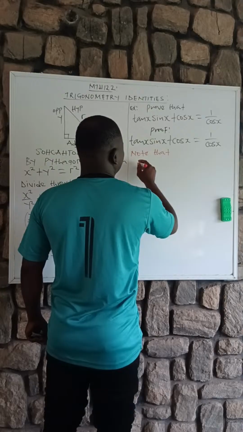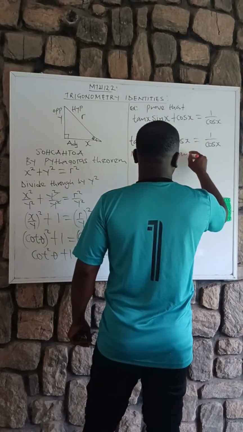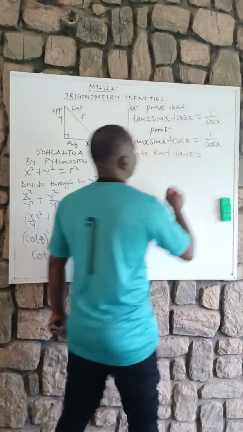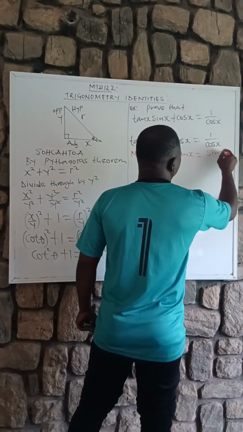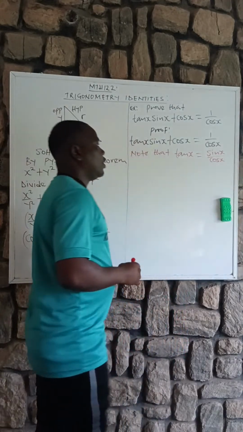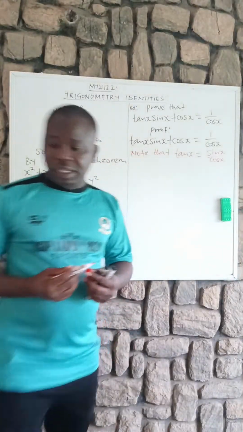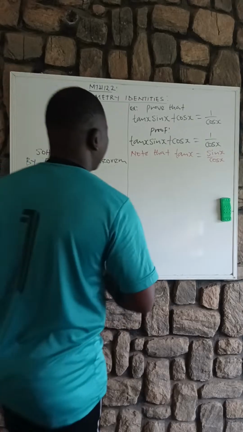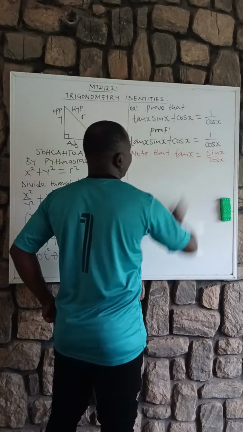Let us note that tan x is always equal to what? Sin x all over cos x. True or false? If you agree with me, it's true, right?